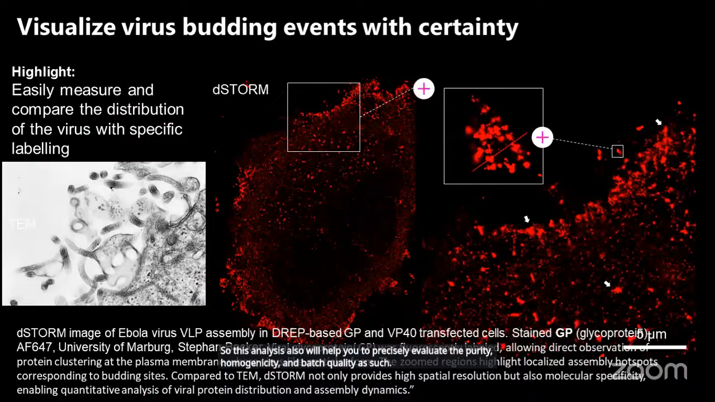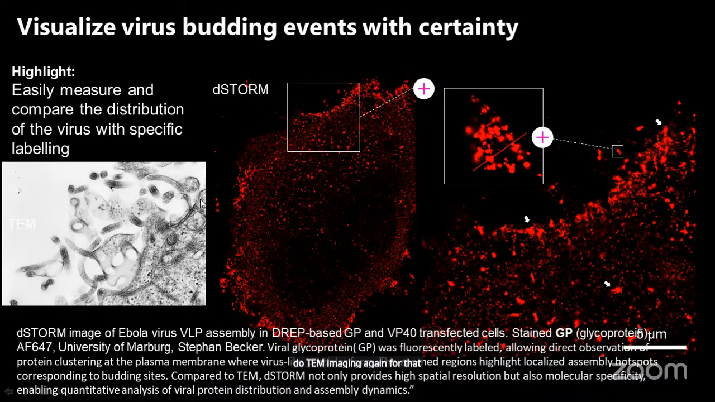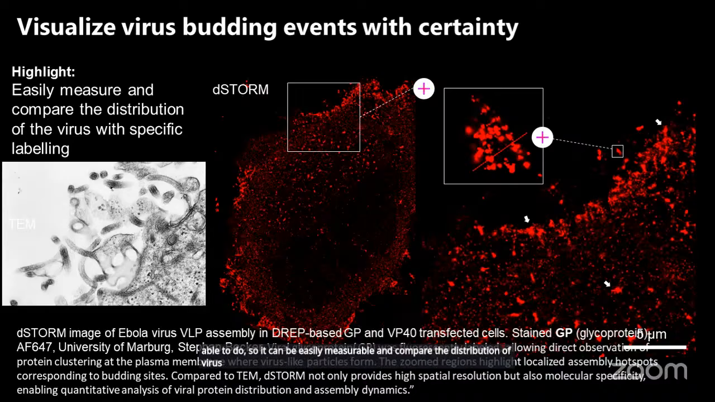So, people who are working on budding, people who are working on these kind of infection studies, it will also be very much useful. People generally do TEM imaging for that, but you will not be able to achieve the budding structure and all using TEM. But in case of DSTORM with super res, you'll be able to do it. So it can be easily measured and you can compare the distribution of virus with specific labeling.